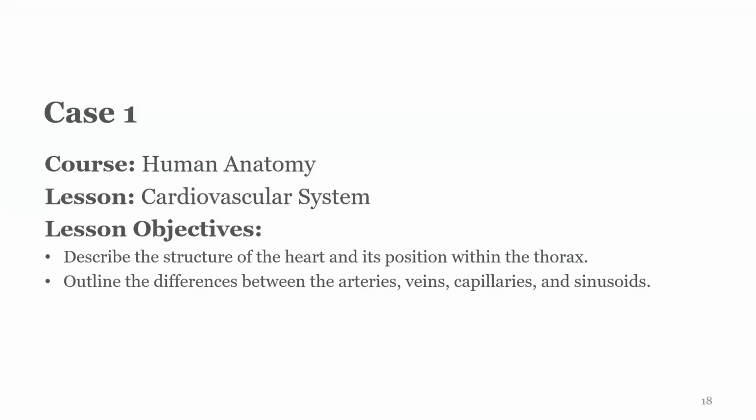Let's imagine a human anatomy class where they're learning about the cardiovascular system. These are the objectives here. They're going to describe the structure of the heart and its position, etc. They're going to outline the differences between these particular parts of the heart. What might be some ideas of ways to engage students in a lesson like this?